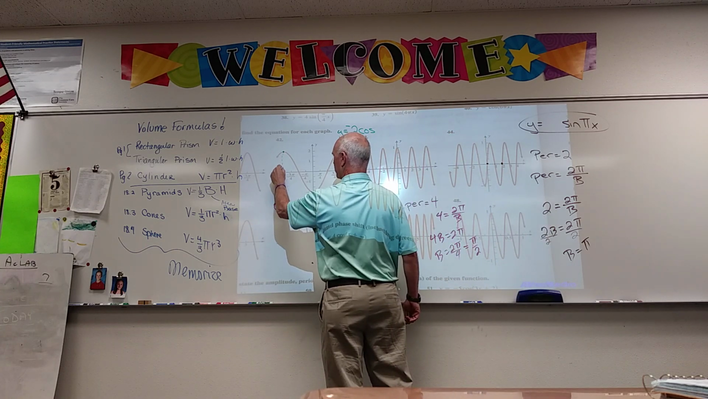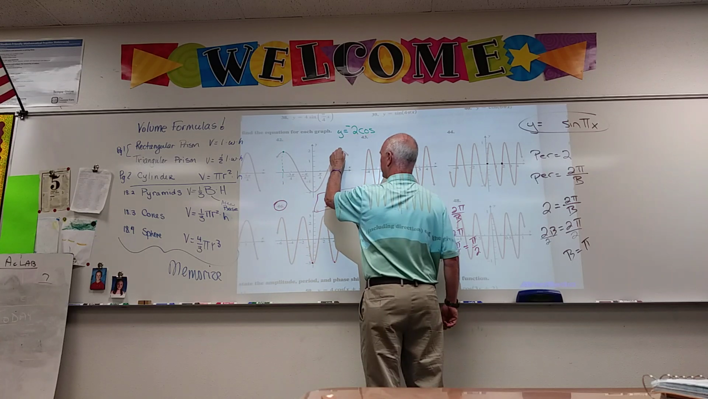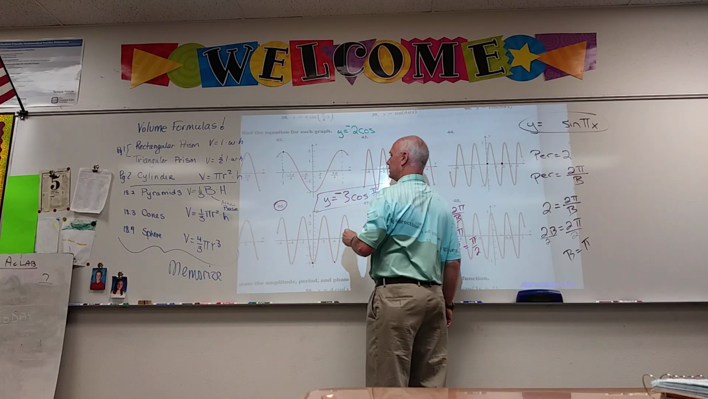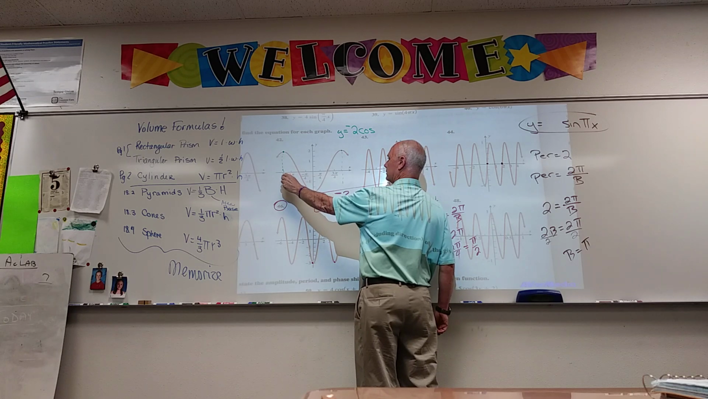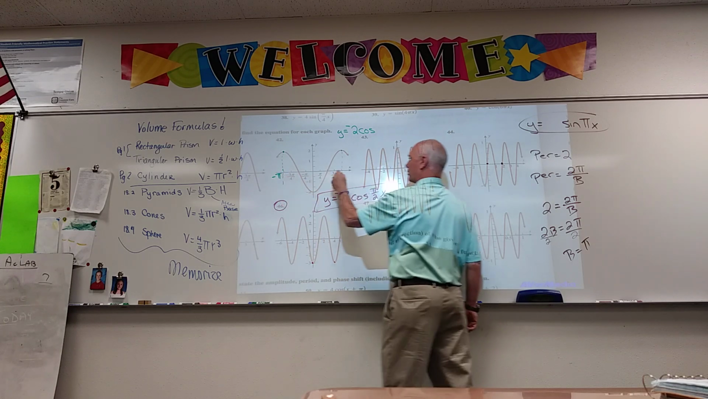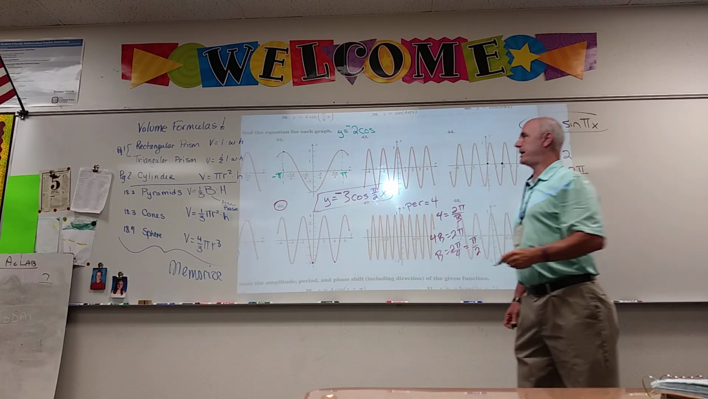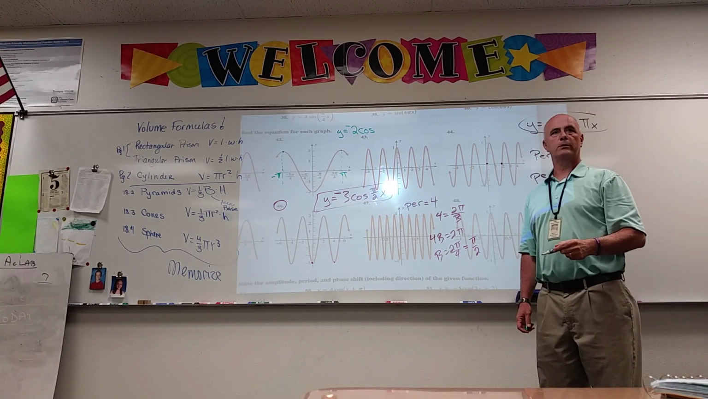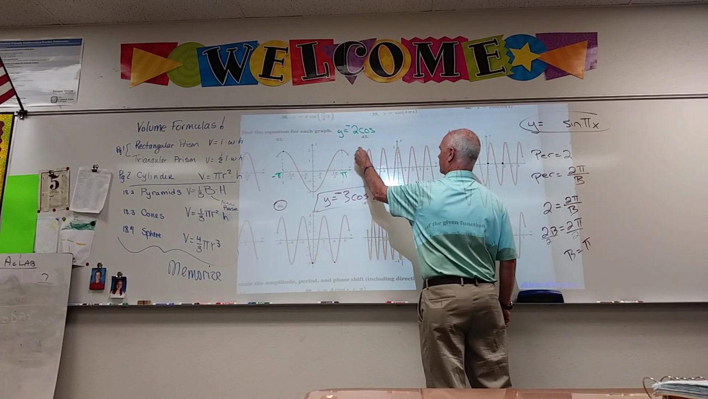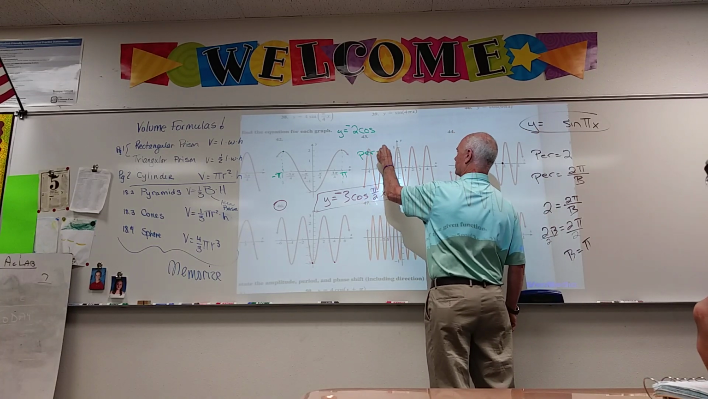So we see where this is, and we see where that is. Where are we here? Negative pi. And where are we here? Positive pi. And how far is it from negative pi to positive pi? 2 pi. And so therefore the period is equal to 2 pi.